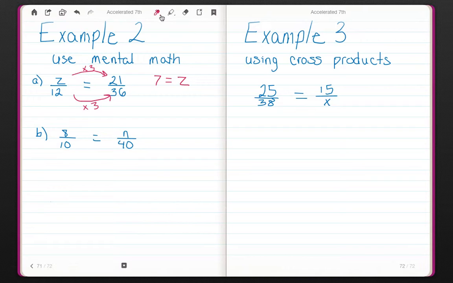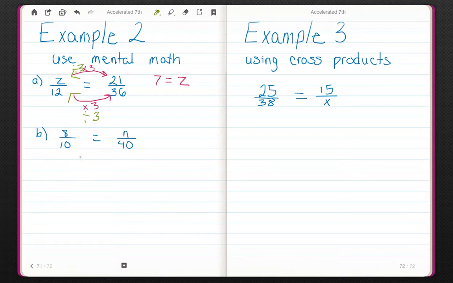If I go the other direction, we'll use green, from 36, 36 divided by 3 is 12, and 21 divided by 3 is 7. So if I go one way, I'm going to divide. If I go the other, I'm going to multiply, as long as you do the same operation in the same direction. So I multiply this way or I divide going that way.